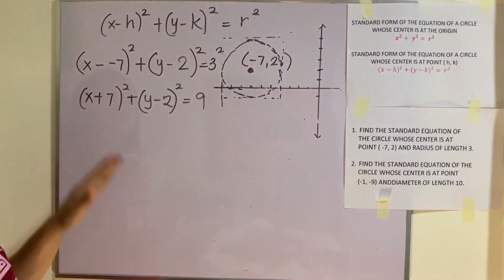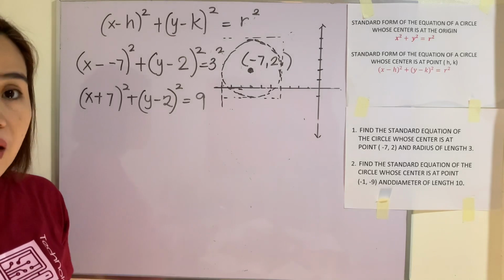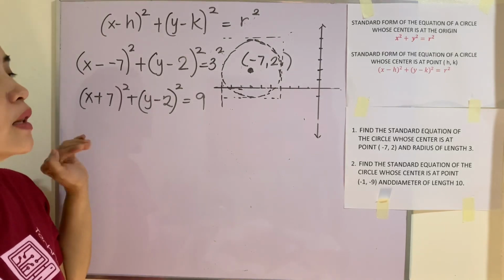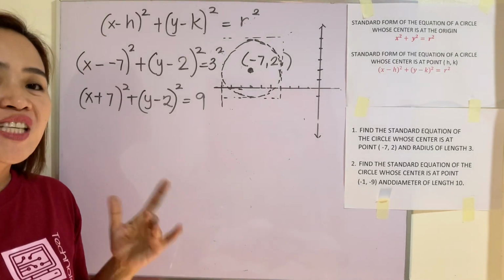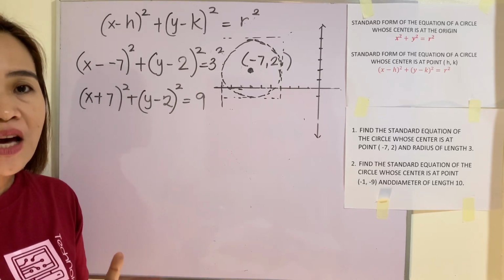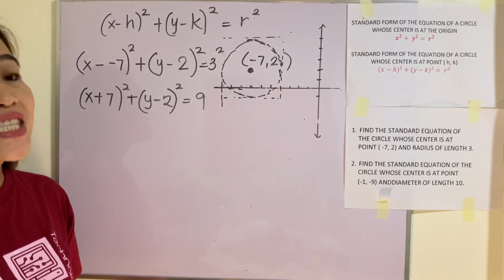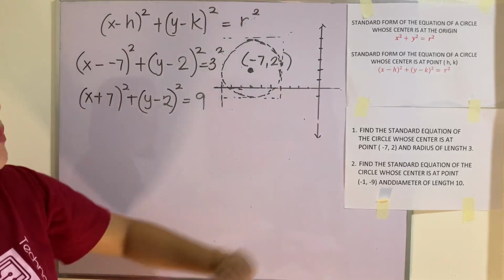Okay. This is already the standard form of the equation of a circle. No need to expand this. When are we going to expand this? We will be expanding this if the question is, find the general form of the equation of a circle. Okay, let's take example number 2.